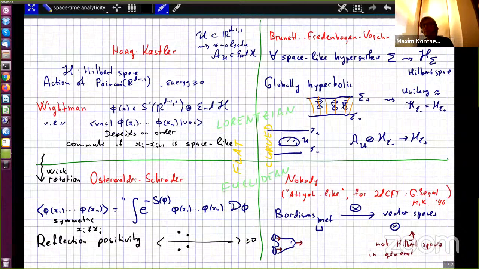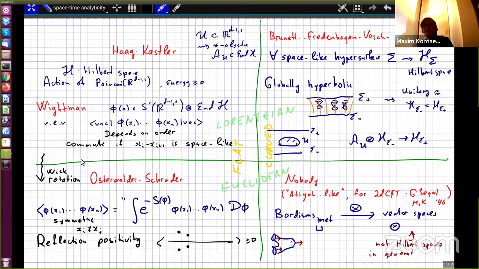But if x_i and x_{i+1} are separated in a space-like fashion, then you can permute these two points. There is a big system of axiomatics about this story. Then one can go two ways. Maybe I can go first to the famous Wick rotation.